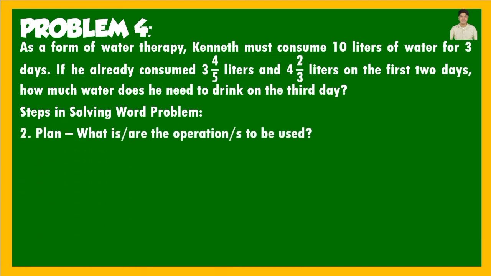Now, on the second step, what is or are the operations to be used? Okay. So, para malaman natin how much water does he need to drink on the 3rd day, so kailangan muna nating i-add yung 3 and 4/5 and 4 and 2/3. And then yung nakuha nating sum doon is isusubtract natin doon sa pinaka-total which is 10 liters. So, yung mga operations na gagamitin po natin dito is addition and subtraction.